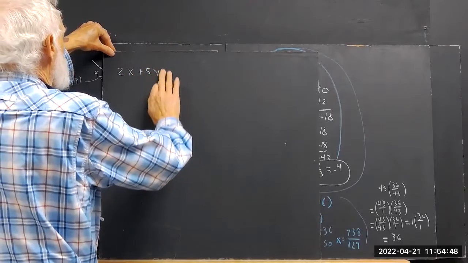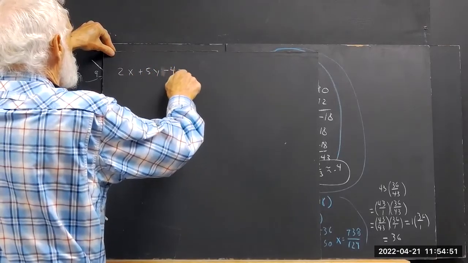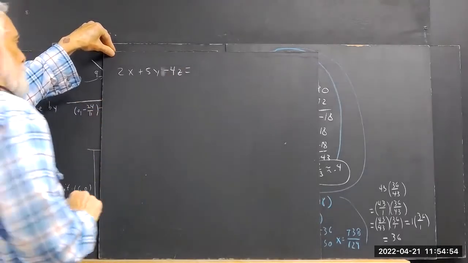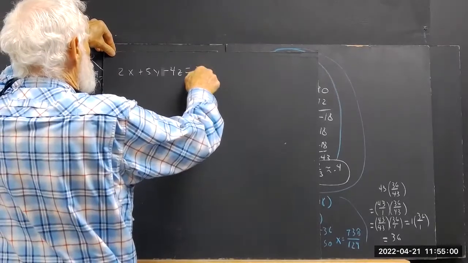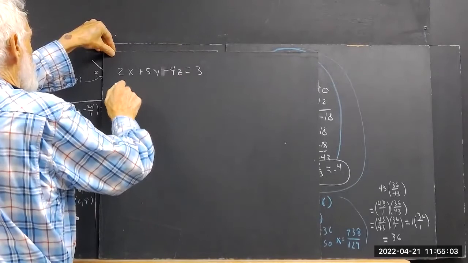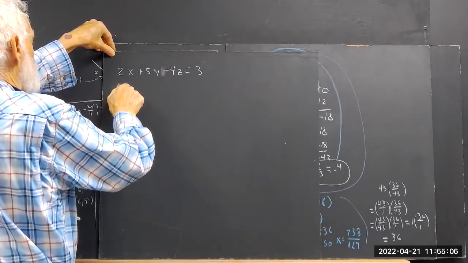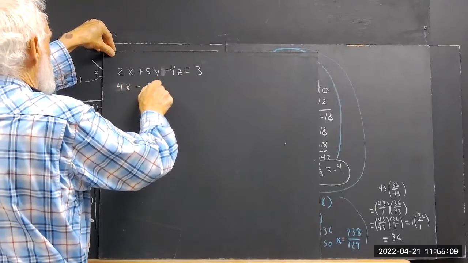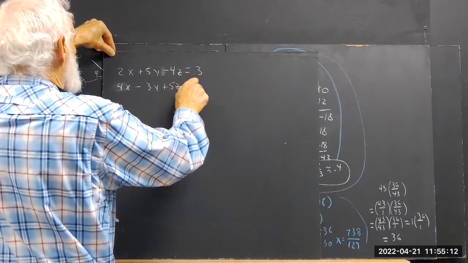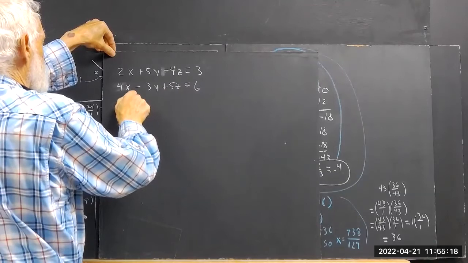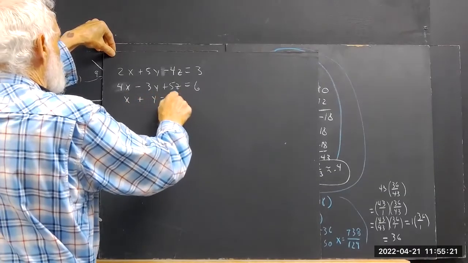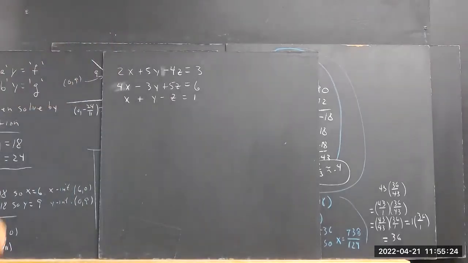Okay, so let's say we got 2x plus 5y minus 4z equals 3. I'm going to make this really easy so I don't really screw it up. And that should be 6. And x plus y minus z equals 1. We want to solve this by elimination.